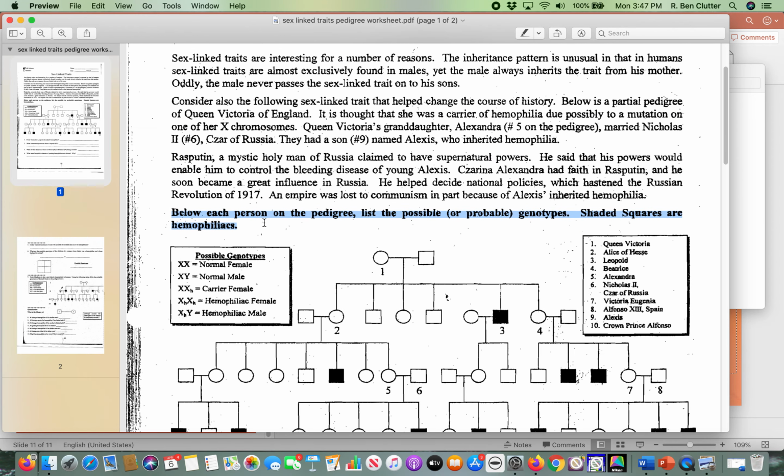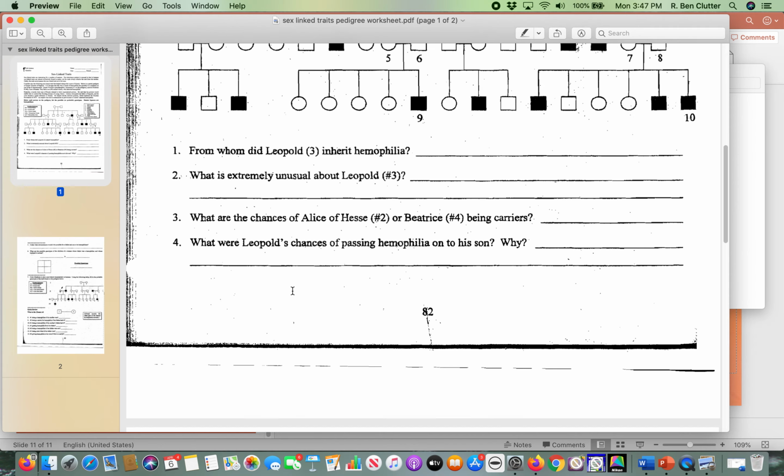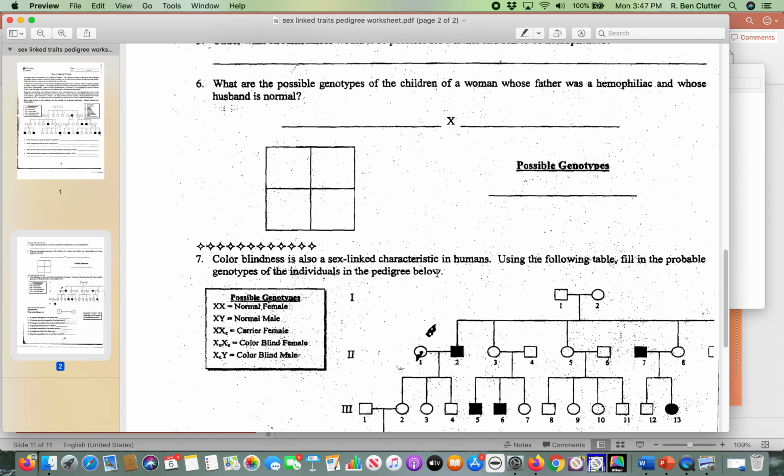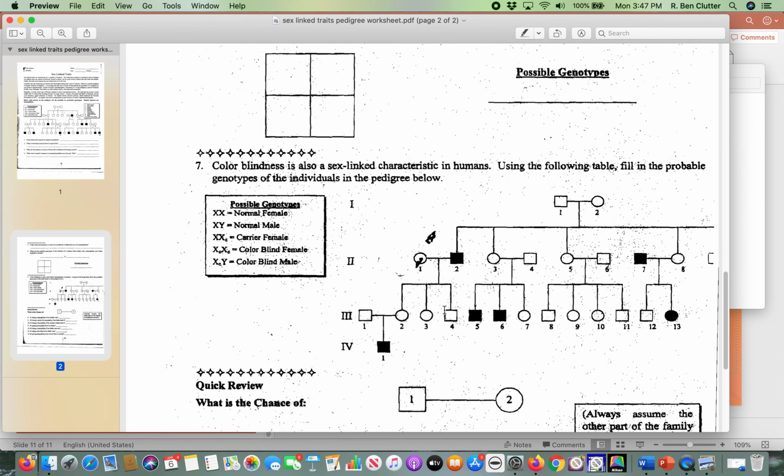Again, notice up here it says below each person in the pedigree, write their genotypes. Then down here, just going to talk about some circumstances. What are the possible genotypes of children of a woman whose father was a hemophiliac? You have to think about what's going on here. A woman whose father was a hemophiliac, what does that make her? Women who have a father that had it are carriers. So she has to be a carrier, and whose husband's normal. So he's got a normal genotype. All right, fill in the genotypes here.